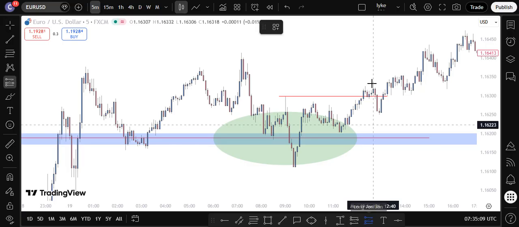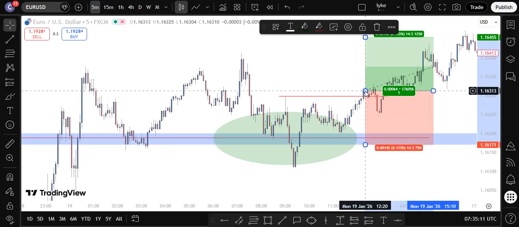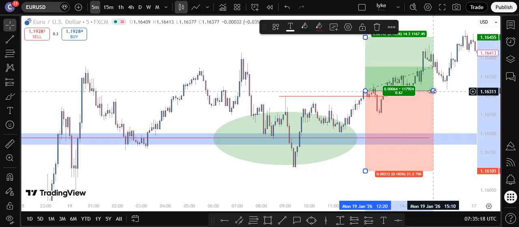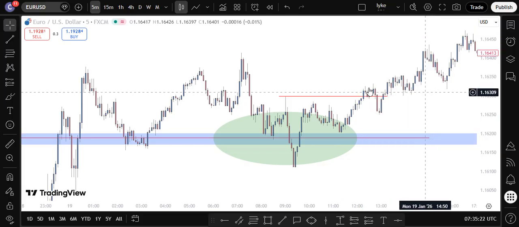You can also simply just place a trade here. You can simply place a trade here with a stop loss. Your stop loss below here for aggressive traders. Also, you can wait.